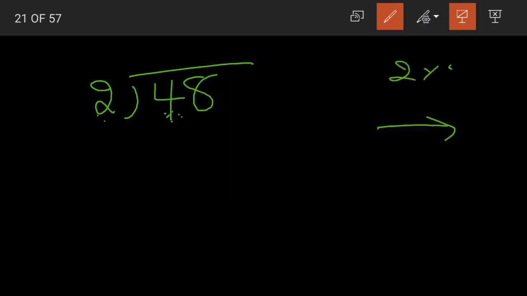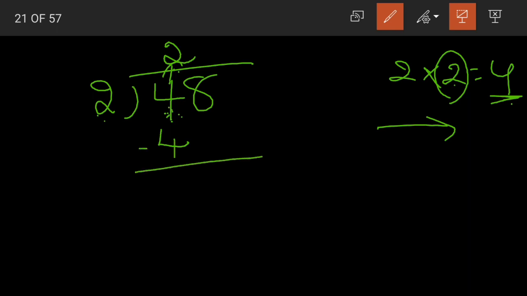If you look at the 2 table, children, 2 2s are 4. So this 2 becomes our quotient. It is to be written right above our 4. And the product 4 is written below our dividend 4. Next step would be to subtract: 4 minus 4 is 0. Till now clear, children?